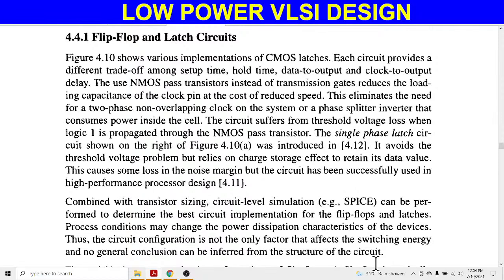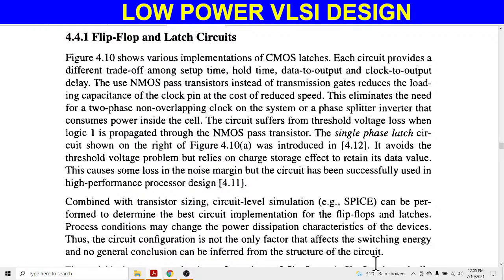Some of the circuits work at less speed, but the advantage is that they also consume very little power. So here the advantage is that it consumes very little power, so definitely the power dissipation will be less. But what is the disadvantage? The disadvantage is that its speed is less. So if its speed is less, the device implemented using this flip-flop also works at less speed.